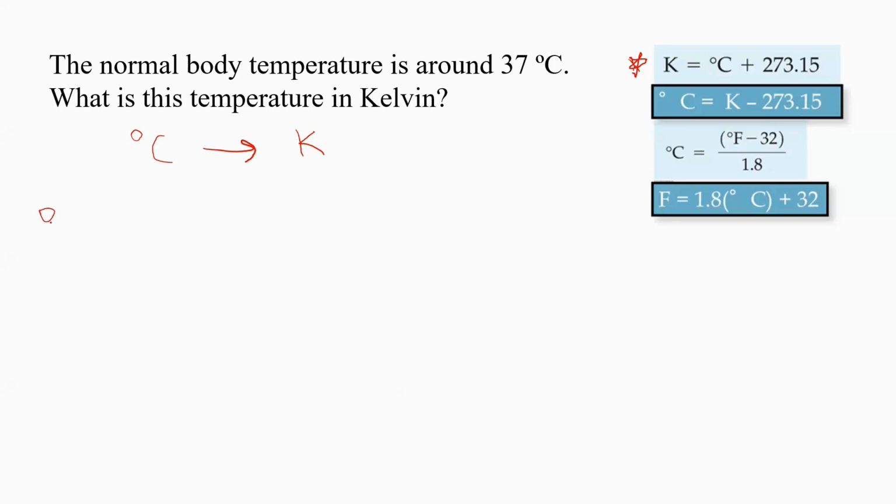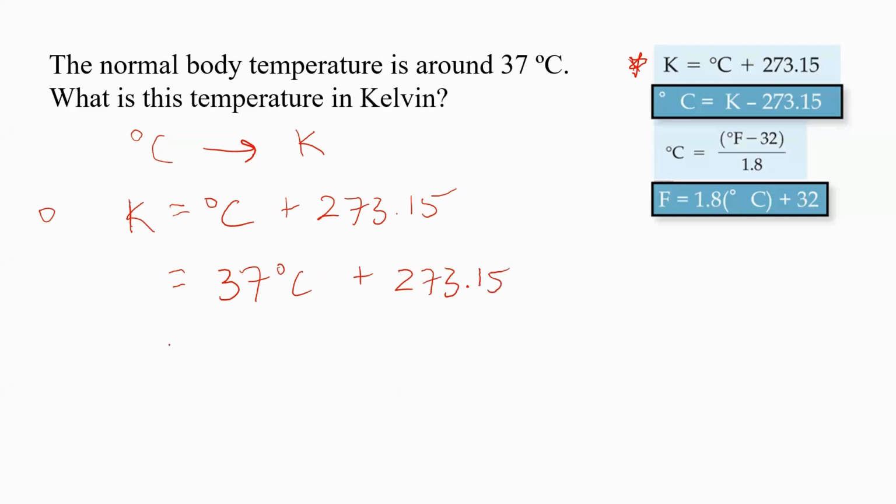So we would take our temperature in Celsius and we add that to 273.15. So we do 37 degrees Celsius, add that to 273.15, and that should give us 310.15 Kelvin as our answer.